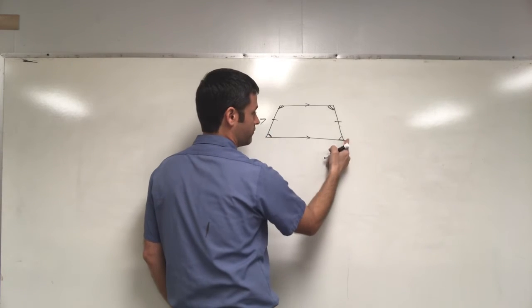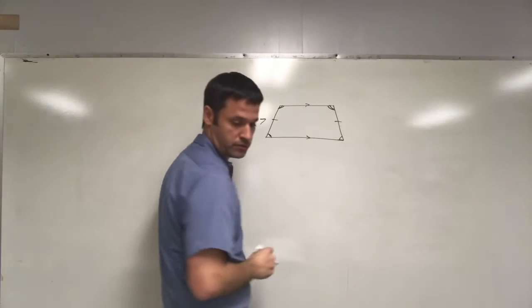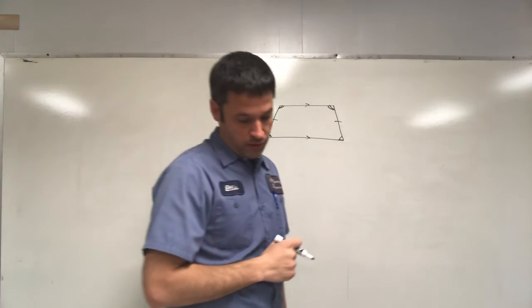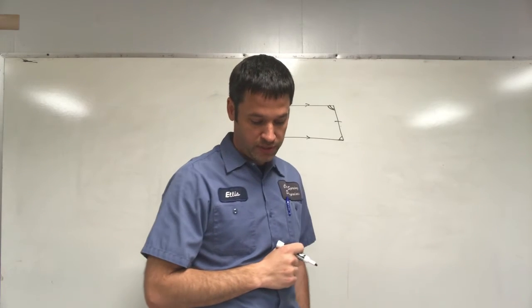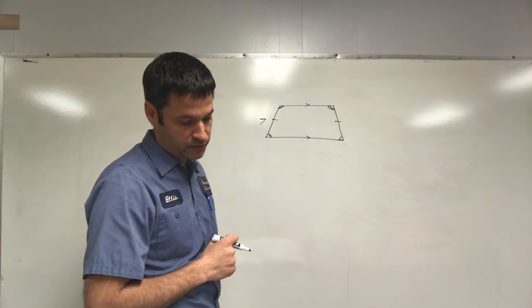So base angles of an isosceles trapezoid are congruent. This angle is congruent to this one. This angle is congruent to this one. And one more property about an isosceles trapezoid is that the diagonals of an isosceles trapezoid are congruent.